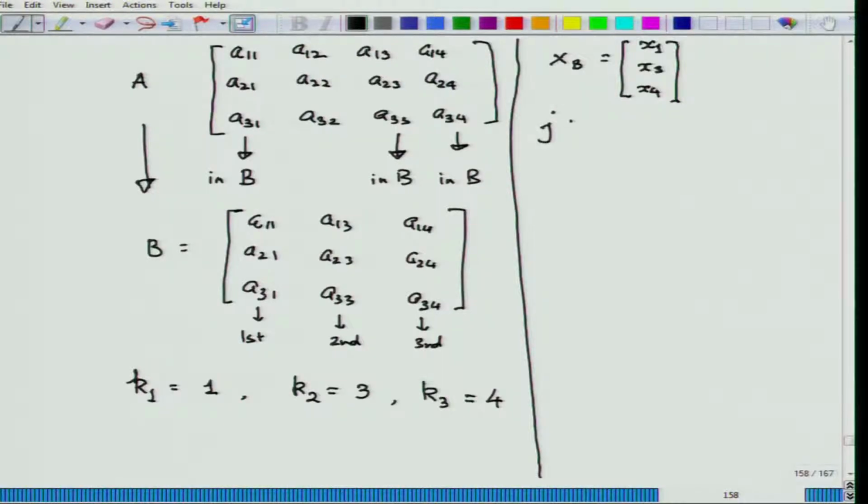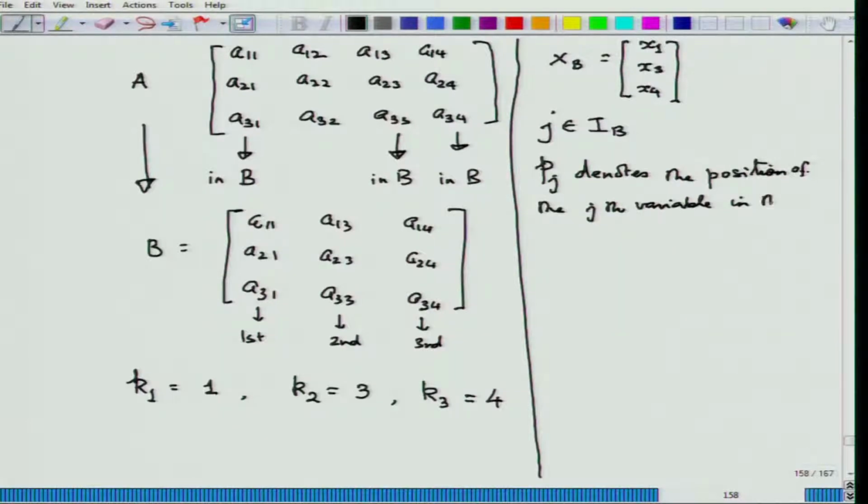Now, if you have j an element of IB, so Pj denotes the position of the jth variable in the basis. So, P3 for example, the jth variable x3, its position in the basis is 2, P3 is 2.